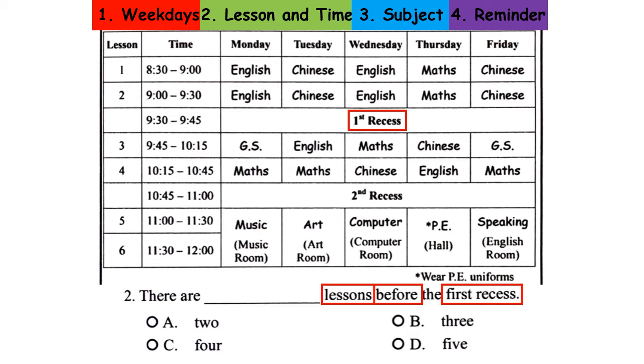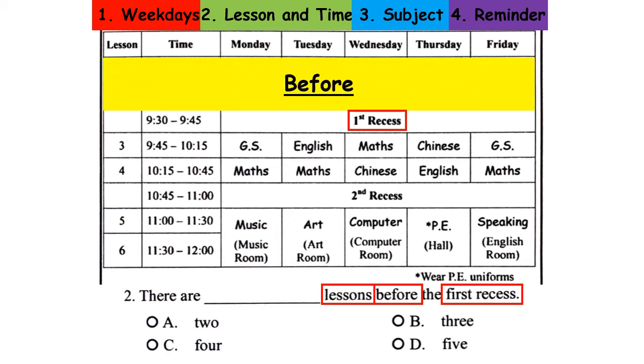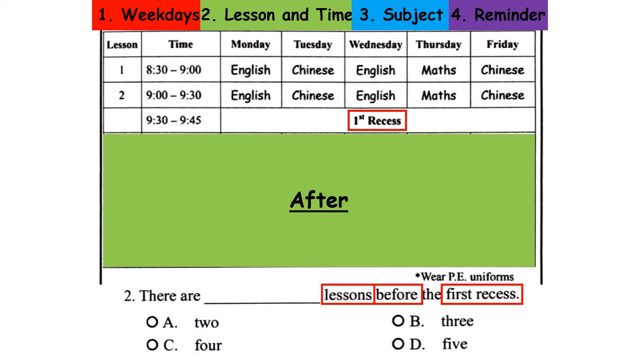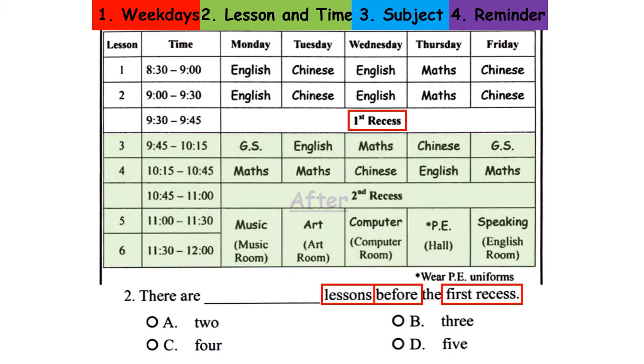If we want to talk about the lessons before the first recess, that means the lessons above it. If we want to talk about the lessons after the first recess, that means the lessons below it. Now let's go back to the lessons before the first recess. That means the lessons above it. We can see that on each day, there are 2 lessons before the first recess. So, how many lessons are there before the first recess? Correct. The answer is 2 lessons. Please blacken the circle of answer A.